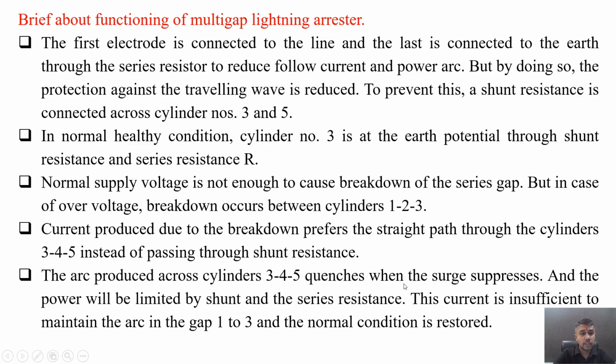So current produced due to the breakdown prefers the straight path through the cylinders. The arc produced across cylinders 3, 4 and 5 quenches when the surge subsides, and the power will be limited by shunt and series resistance. This current is insufficient to maintain the arc in gaps 1, 2, 3 and the normal condition is restored. This is how the multi-gap lightning arrestor functions at the time of switching surge or lightning surge.